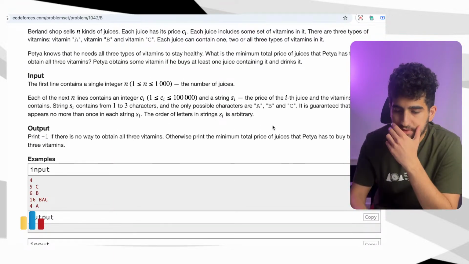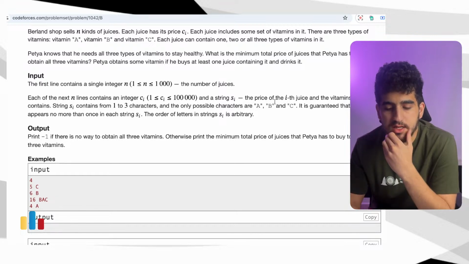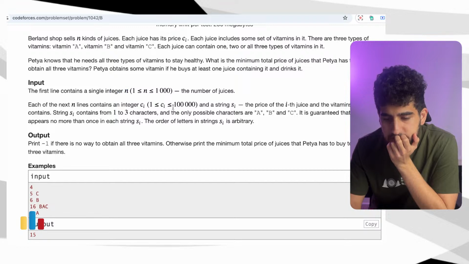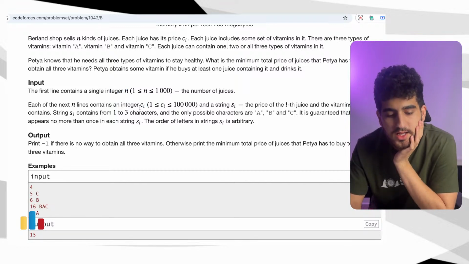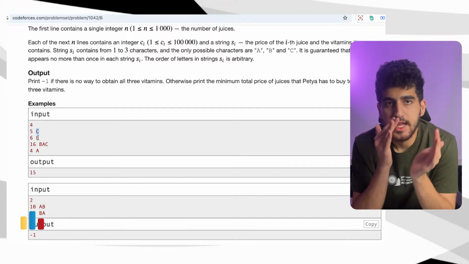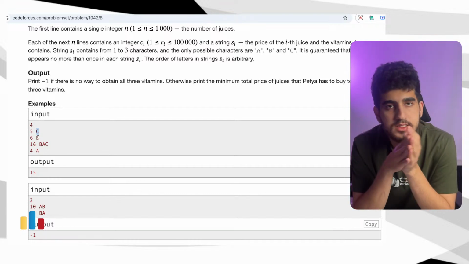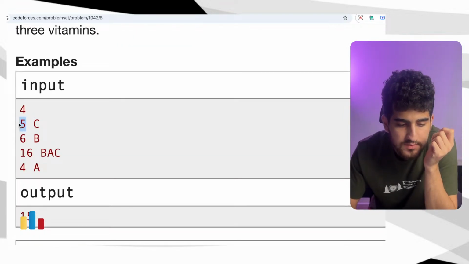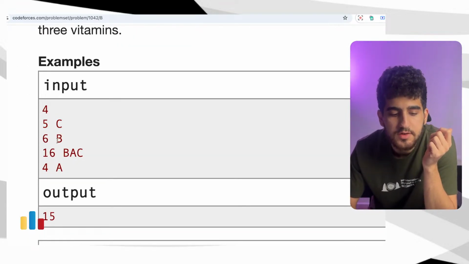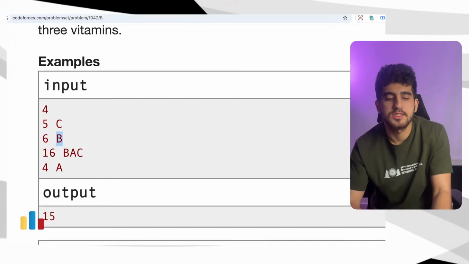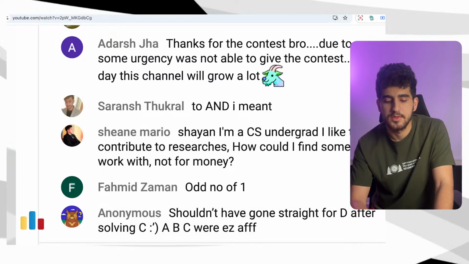So basically, we have n juices, and each one of them has some price Ci and some vitamins. The vitamins are A, B, and C. Each juice can contain some subset of vitamins. For example, here the first juice has only vitamin C, the second has only vitamin B, the third has all 3 vitamins, and the fourth has vitamin A. Let me also send you the link of the problem.